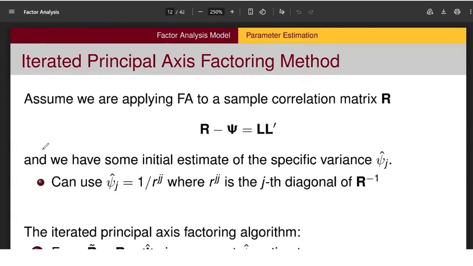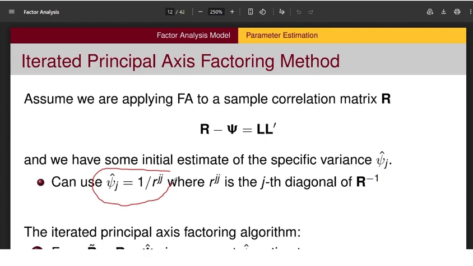Don't forget the other approach, the principal component approach that we did. That approach actually ignores the specific variance, and that is the reason why the approach is not optimal. It's not going to give us an optimal solution. But the second approach is an improvement on the first approach, because this approach tries to estimate the specific variance. This approach does not ignore specific variance.